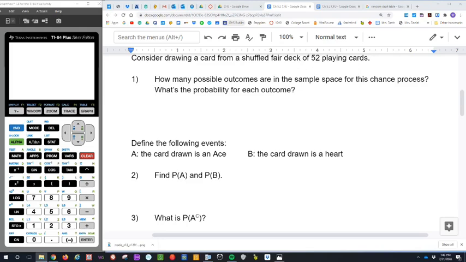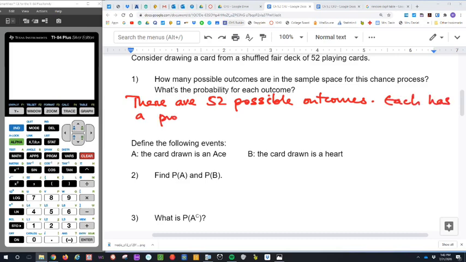So you've got to think, how many cards are there? There are 52 cards. So there are a total of 52 possible outcomes, right? And what's the probability for each outcome? Each outcome has a probability of 1 out of 52.